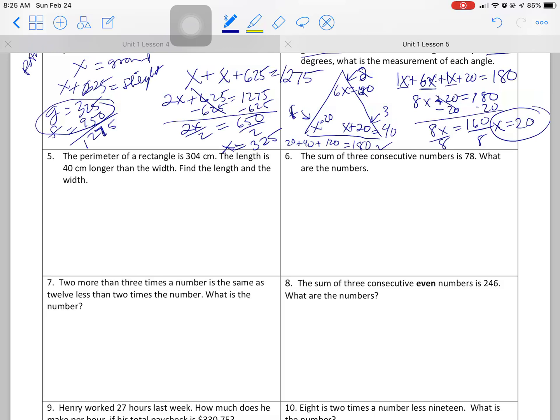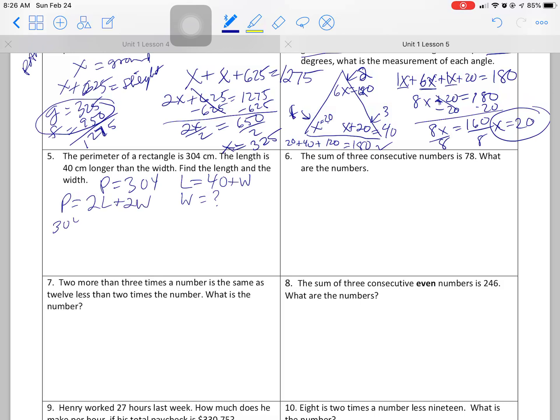All right, 5 is a perimeter, and doesn't really talk about the formula. Let's see, the perimeter is 304. The length is 40 more than the width. And the width, we don't know. Okay, so let's see, what is the formula? Let's go with the 2L plus 2W one.